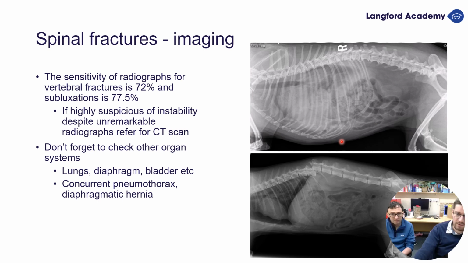The bottom radiograph does show quite nicely that there's a T12-T13 subluxation in the cat. Also highlights the evidence of a pneumothorax in this animal as well.